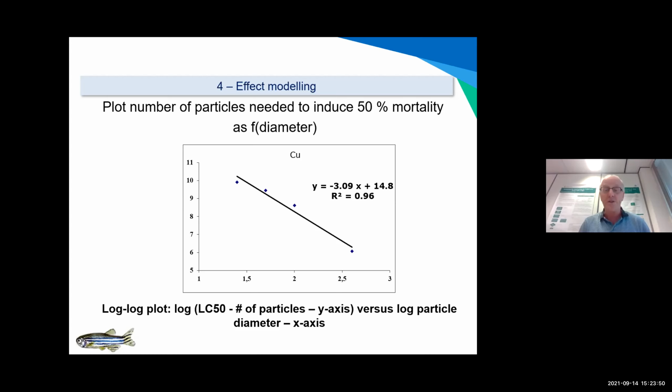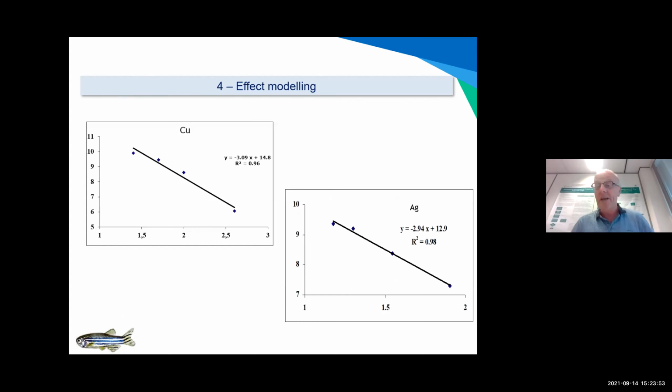Now, the same can be done for silver nanoparticles, of course, and that is what we also did. The results are shown here on the right-hand side. And then two things are of importance. One is that the slope is again almost -3. Again, the goodness of fit is fine. And in this case, the fixed value of the equation is different. And this implies that silver nanoforms are 2 orders of magnitude more toxic than copper nanoparticles of the same size. And this would basically be the toxicity prediction for a nanoparticle of 1 nanometer.